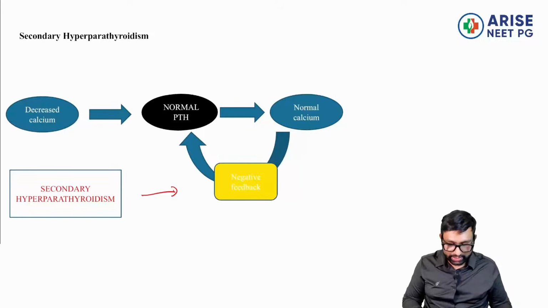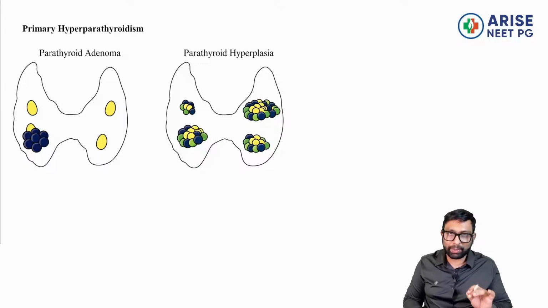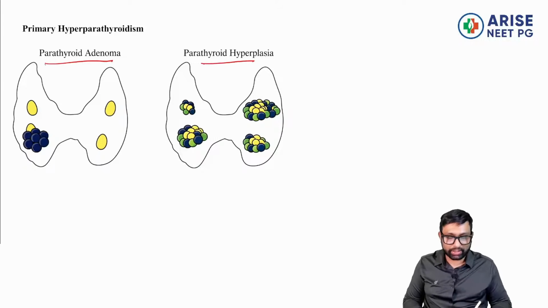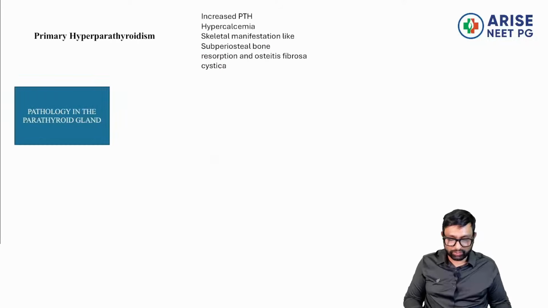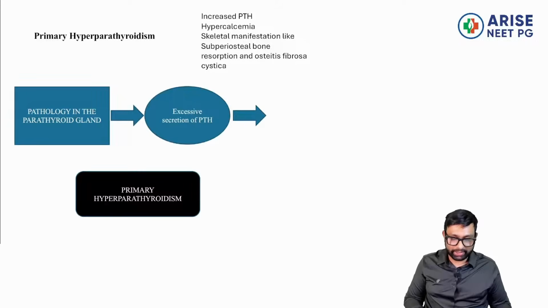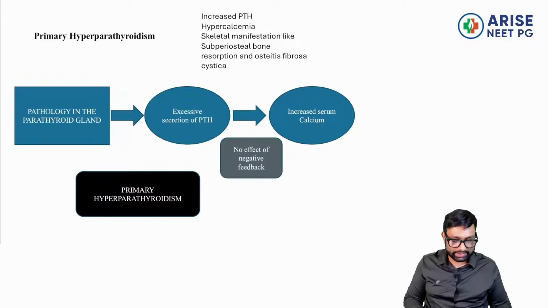Okay, so that is the problem in a case of secondary hyperparathyroidism. In primary hyperparathyroidism, patients have diseases like parathyroid adenoma and parathyroid hyperplasia. Because of the pathology in the parathyroid gland, they have excessive secretion of PTH that causes increased serum calcium, and there is no effect of negative feedback.